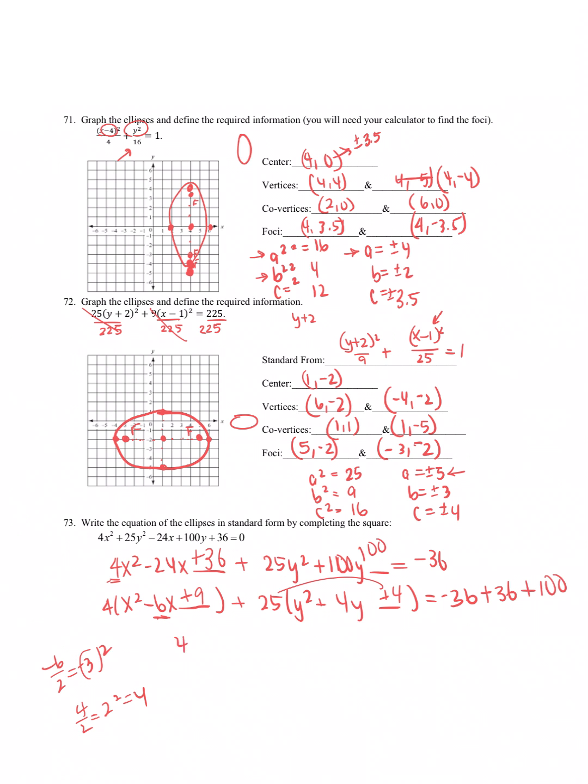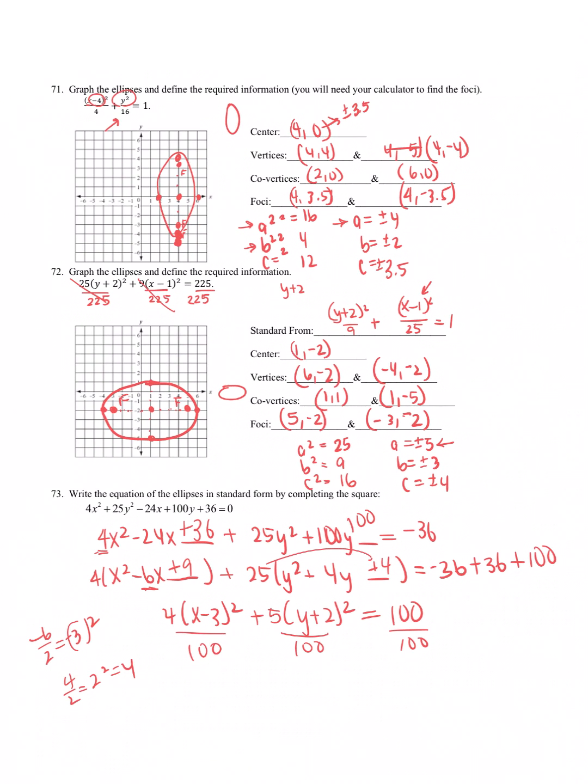So what I have when I factor this is an x minus 3 being squared. I have a 5 on the outside, a y plus 2 being squared, and on this side it's equal to 100. And of course this has to equal 1, so we have to divide this 100 to the other side.